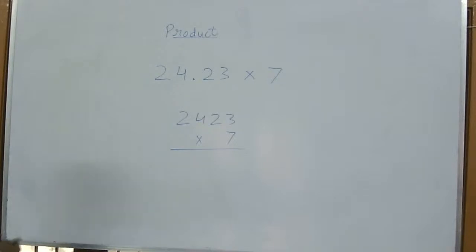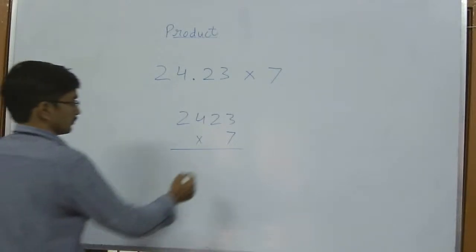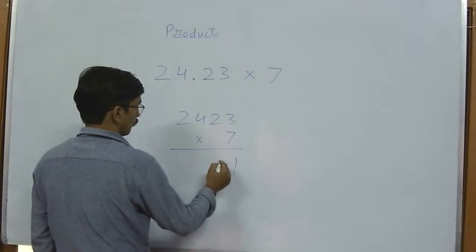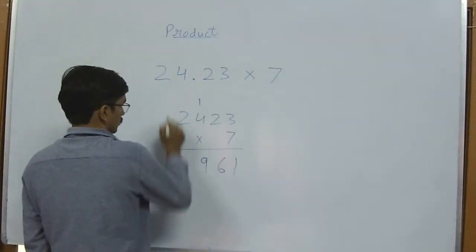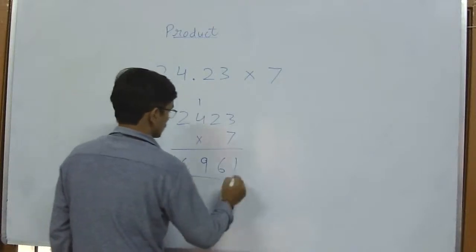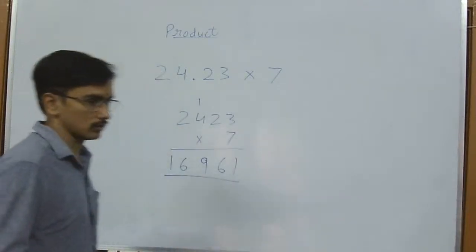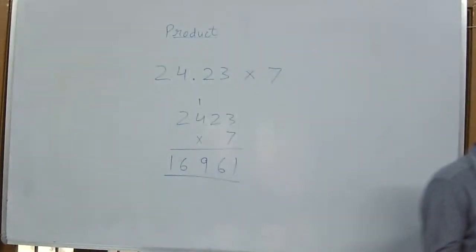We write the product now. 3, 4 times 7, 3 times 21, 2, 14, 16, 1, 1, 6, 9, 6, 1. Now, as you can see here, one, 6, 9, 6, 1.